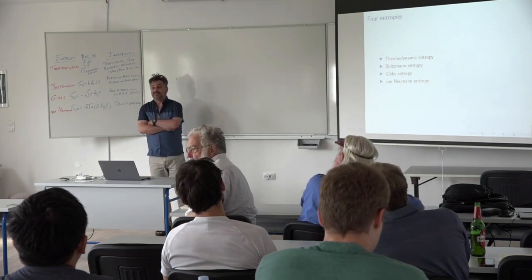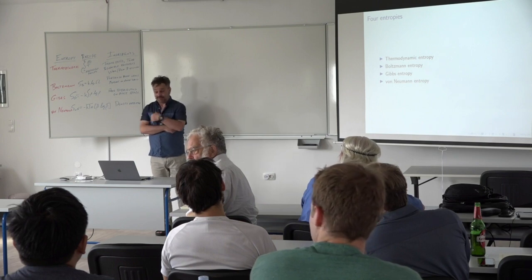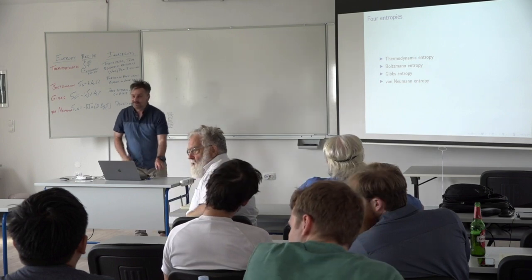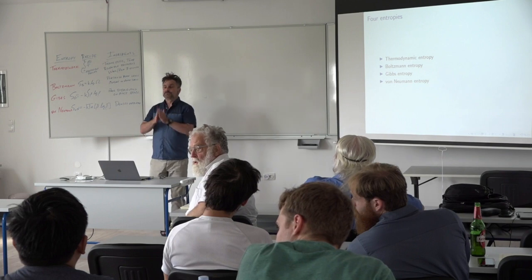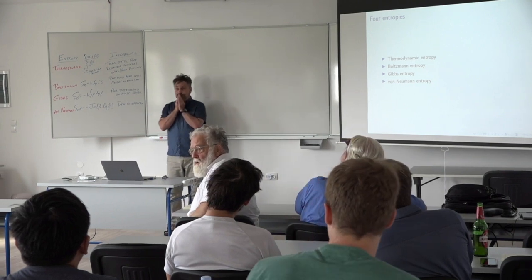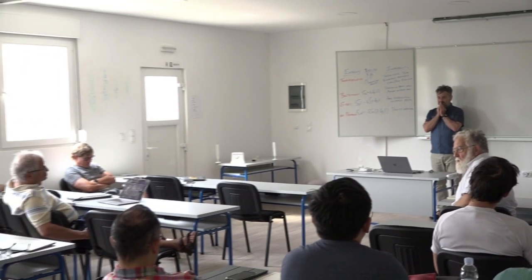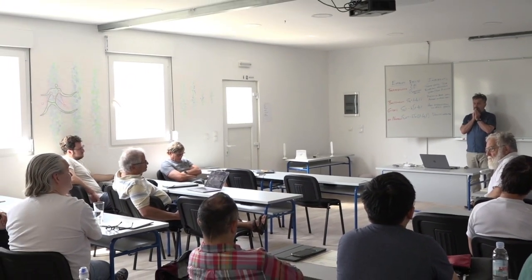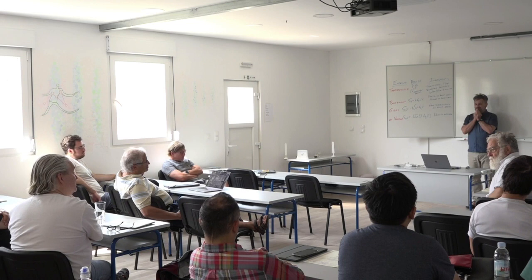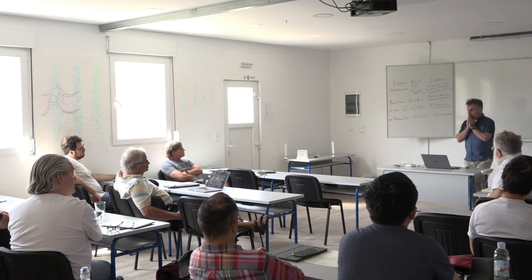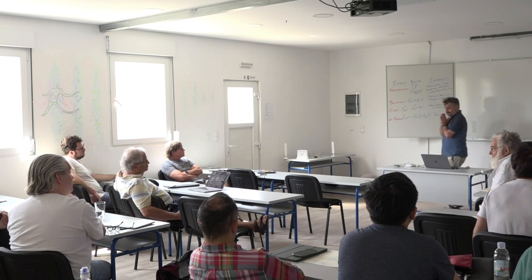Can I just make sure I understand that? Right, so let me rephrase what I just said. It feels like I could define two equilibrium states, such that the thermodynamic entropy of A is higher than the thermodynamic entropy of B, but such that the von Neumann entropy of A is lower than the von Neumann entropy of B. Yes, you can.